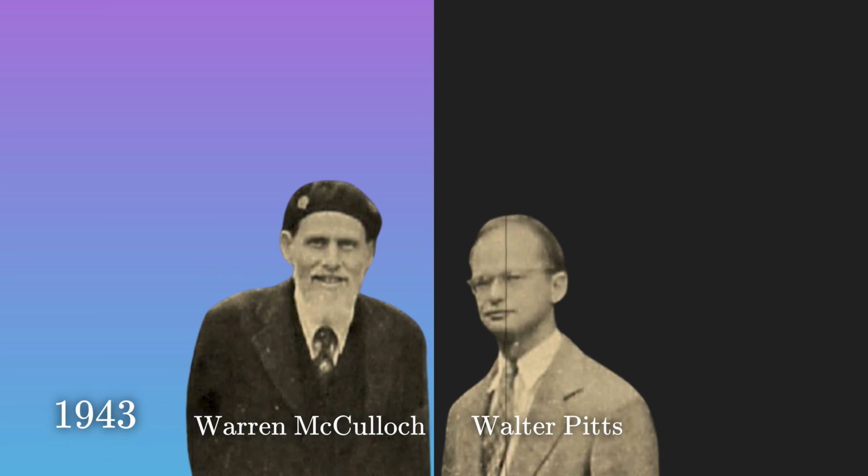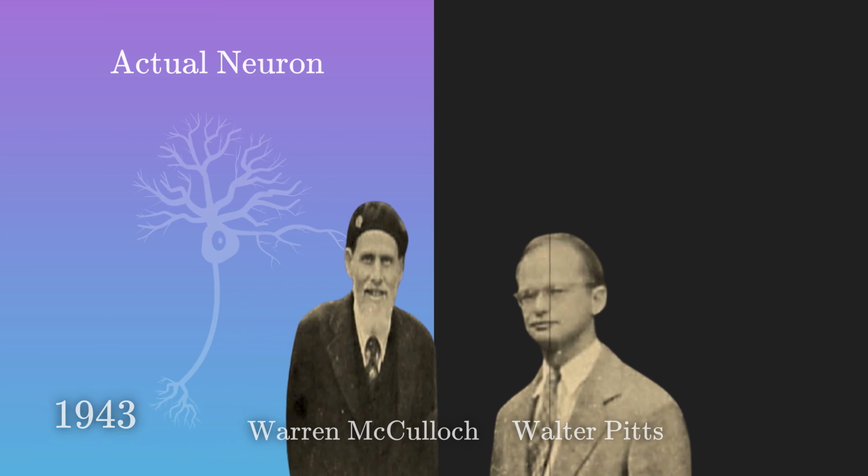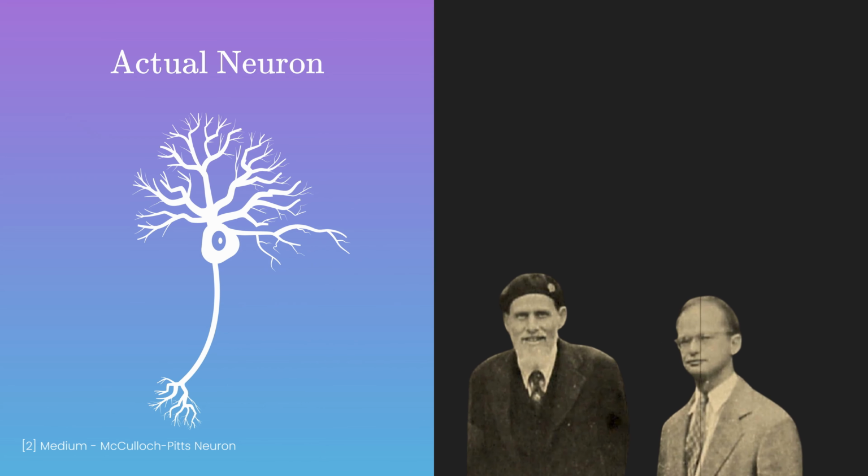Back in 1943, two researchers, Warren McCulloch and Walter Pitts, were trying to copy how the human brain functions. And for that, they studied neurons. A biological neuron has dendrites, which are thin branches that collect electrical signals from other neurons. Those signals travel to the cell body, and if they are strong enough, the neuron fires, sending a pulse to the next neuron. Otherwise, it stays silent.